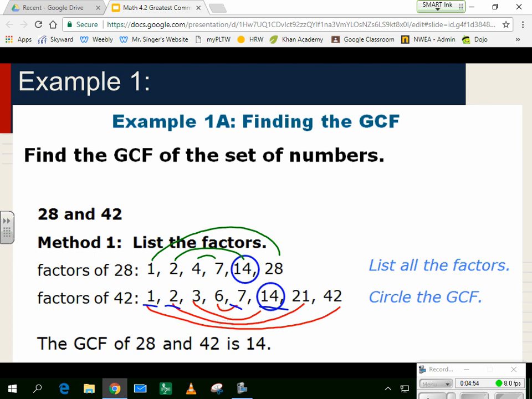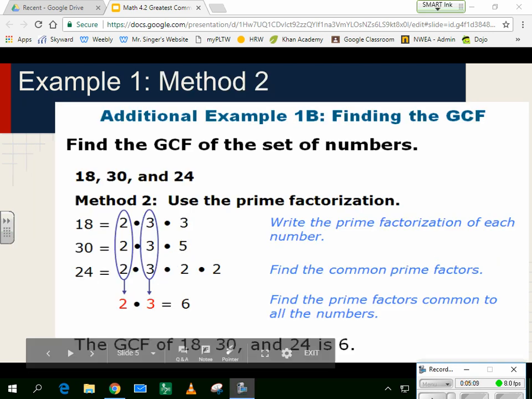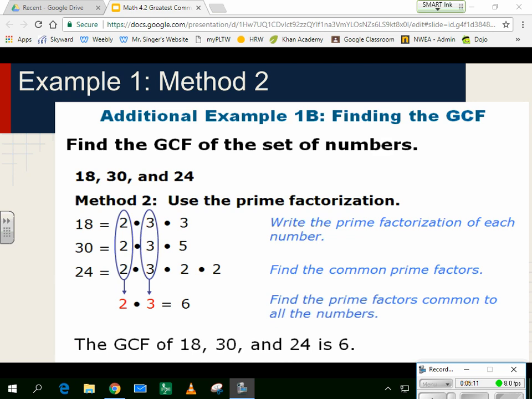All right, if this is a method that works well for you, great. But let's see if this next method also works. Try to find the one that you feel most comfortable with, or challenge yourself to try both of them as we move through some of our practice ones. Here's the second method. And this is a method that uses prime factorization.